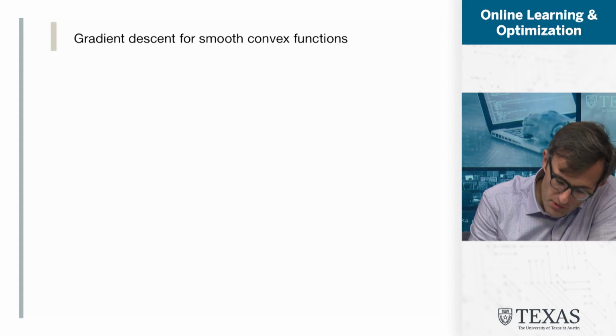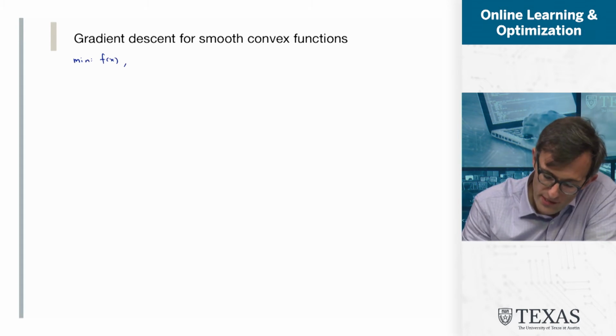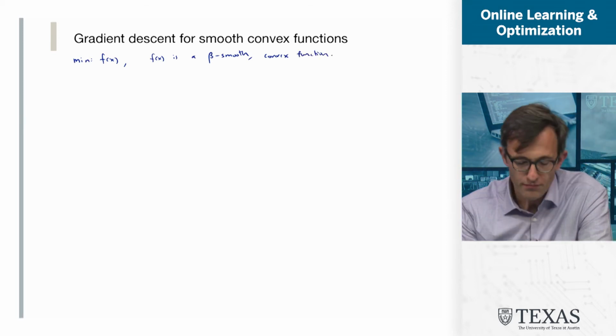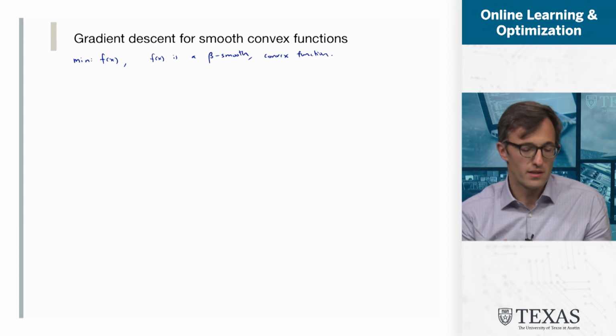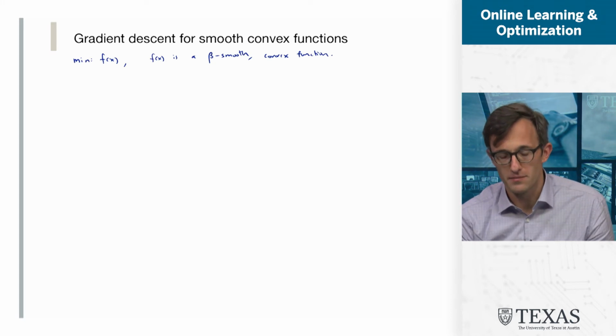So let's assume we want to look at the problem: minimize f of x, again with no constraints, when f of x is a beta-smooth convex function. What are we looking to see here? We're looking to see where we use properties of smoothness, in particular this quadratic upper bound.